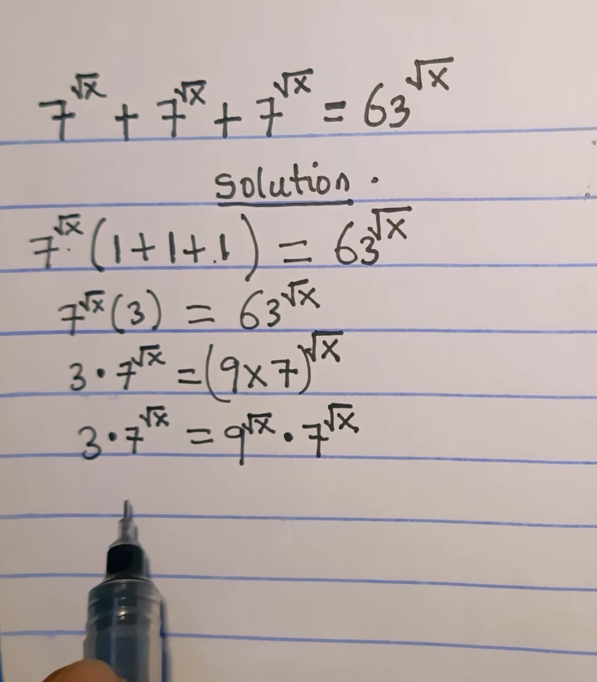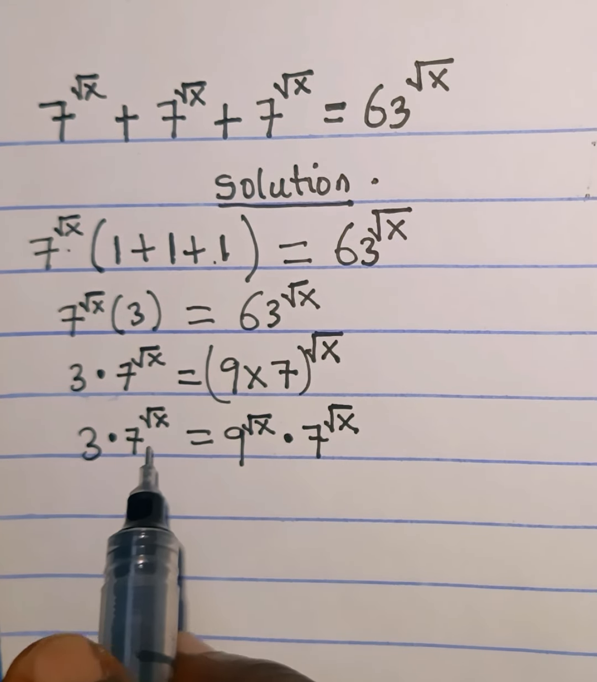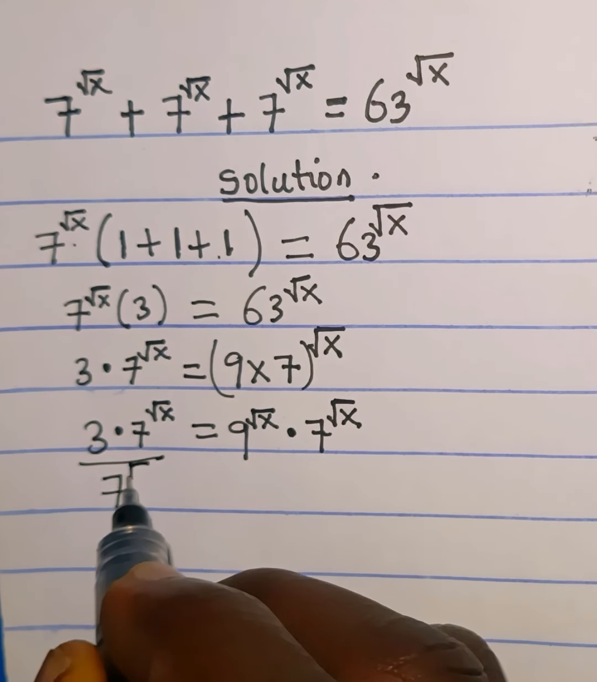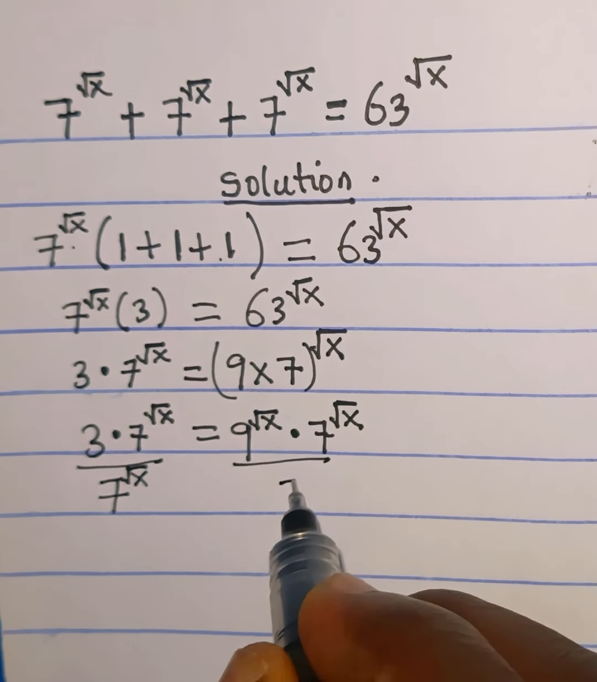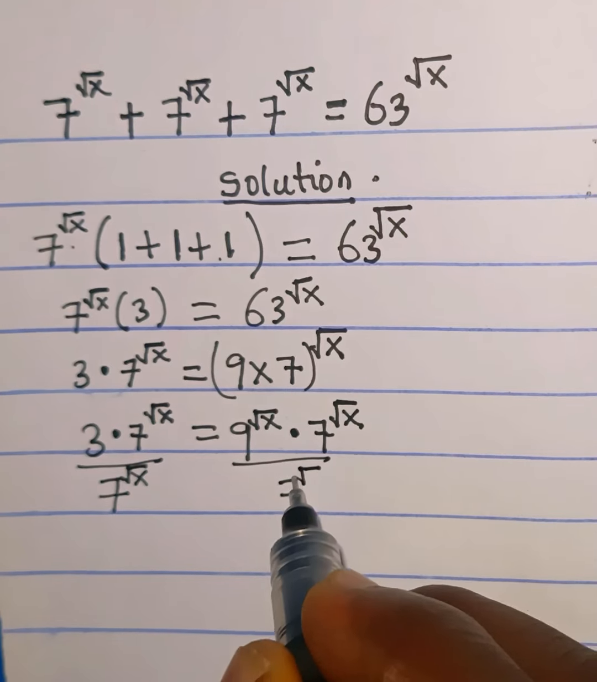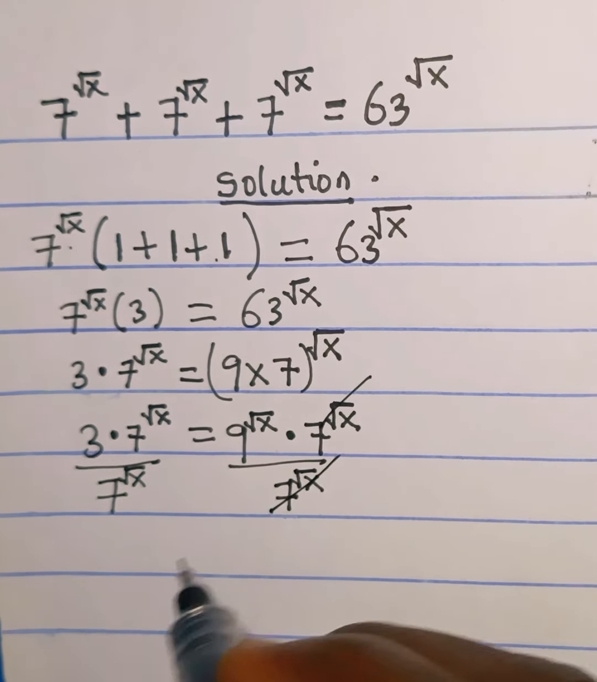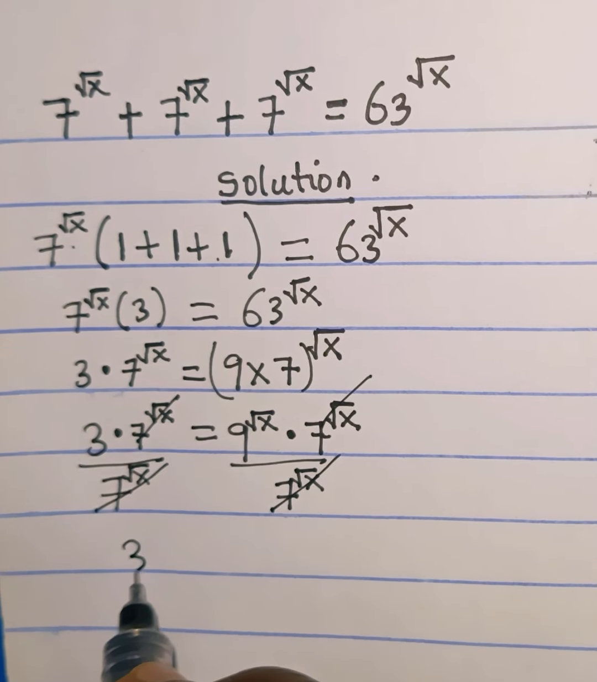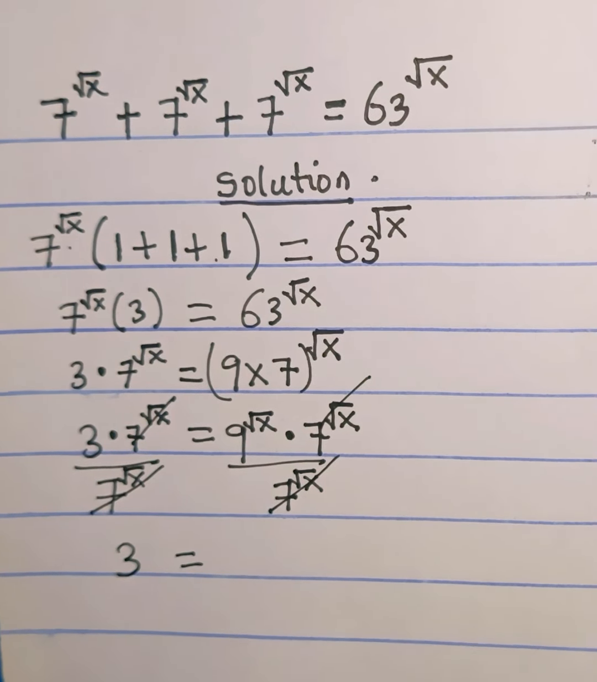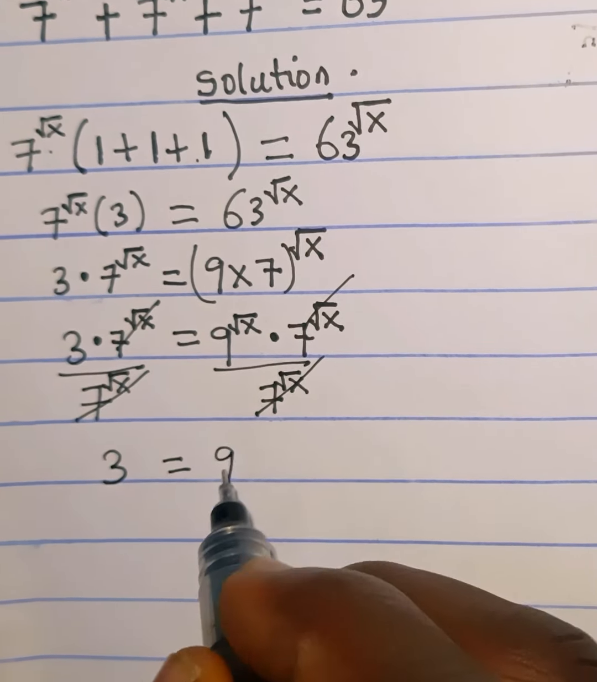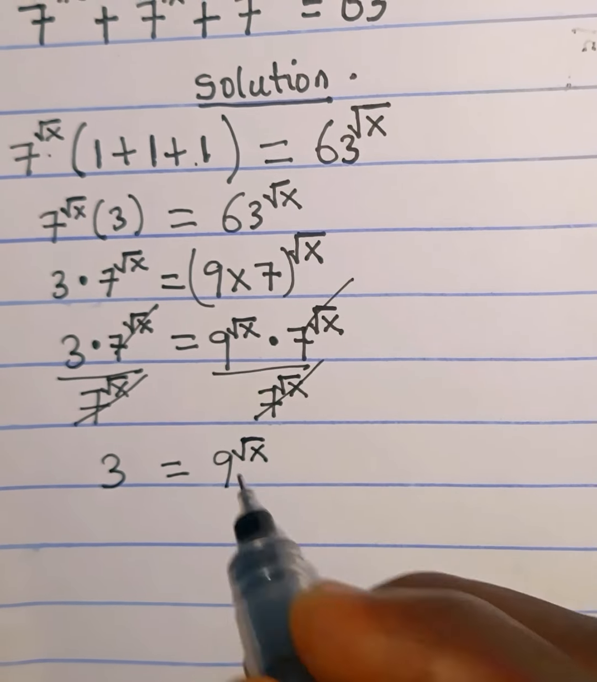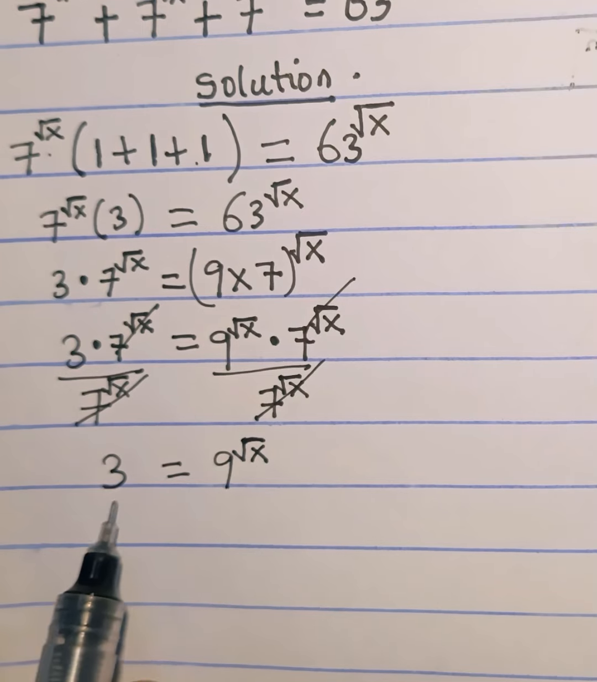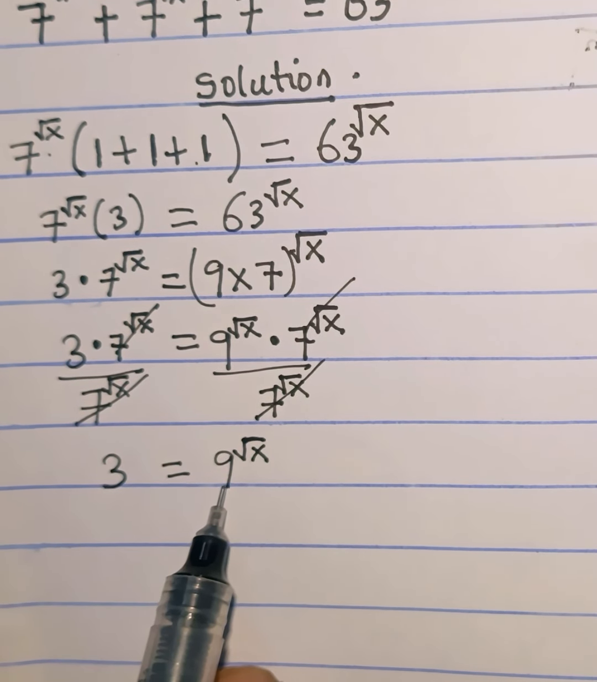So the next thing we're going to do is to divide both sides by 7 to the power of square root of x. So we divide the left hand side by 7 to the power of square root of x, and also the right hand side by 7 to the power of square root of x, so that this can cancel this and also this will cancel this. So we are left with 3 in the left hand side, which is equal to 9 to the power of square root of x. As you can see, in the left hand side we have 3, and in the right hand side this is 9.